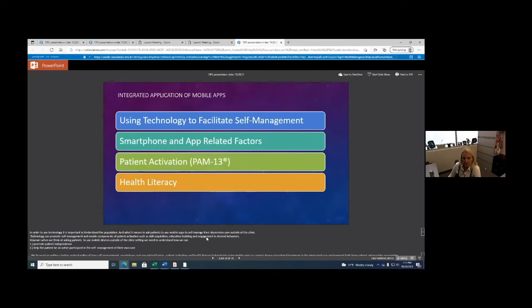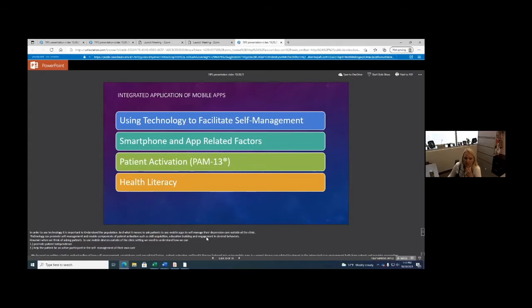For those of you who are not as familiar with patient activation, this is really talking about their ability to have skill acquisition, education building, and understanding, as well as to engage in the desired behaviors that we're hoping to achieve to get to those goals.